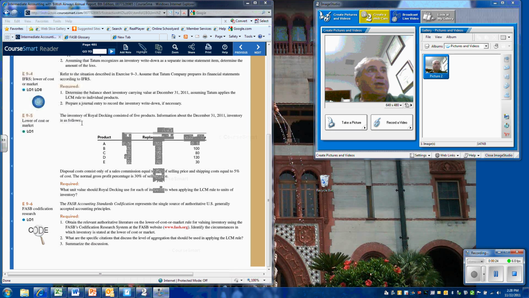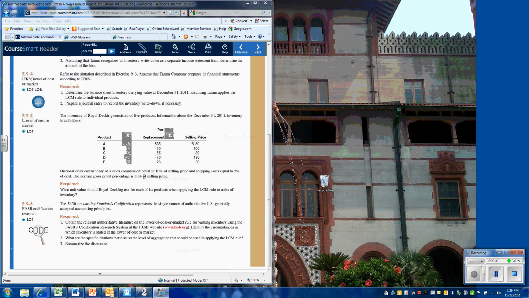We have the Royal Decking Company. They have 5 products in their product line, and we're given information about those products. As you can see, we're given the cost, the replacement cost, and the selling price for each of our items. They tell us that the gross profit is 30% of selling price, and that to dispose of these items, we would have to pay a sales commission of 10% off the selling price and 5% off the cost.